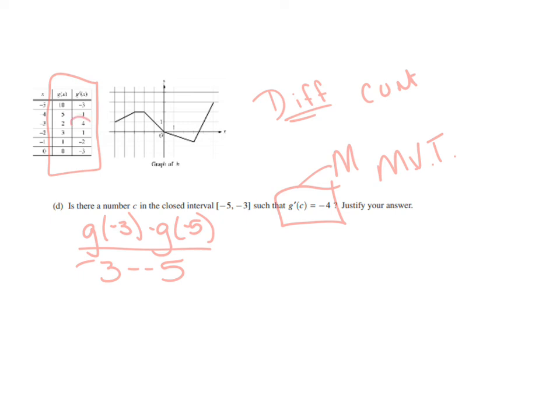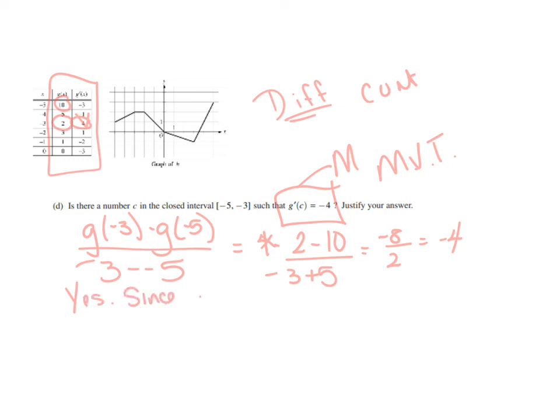G of negative 3 would be 4 minus g of negative, oh shucks, I think I just picked the wrong one. Let me go back. G of negative 3 would be 2 minus g of negative 5, which would be 10, all over negative 3 minus a negative makes a plus. So I'm going to get a negative 8 over a 2, which does reduce to negative 4. So my first answer to the question, is there ever a number c? Yes.